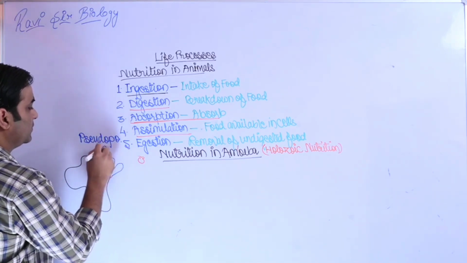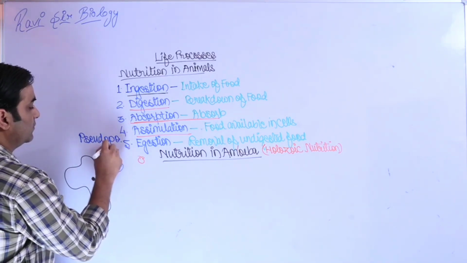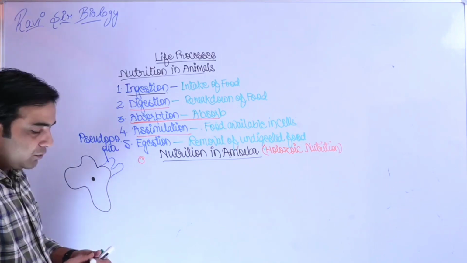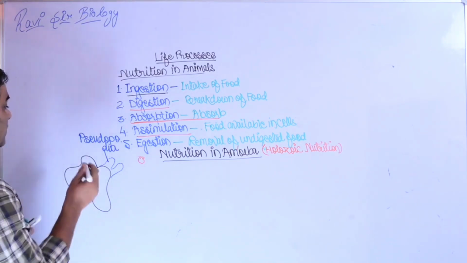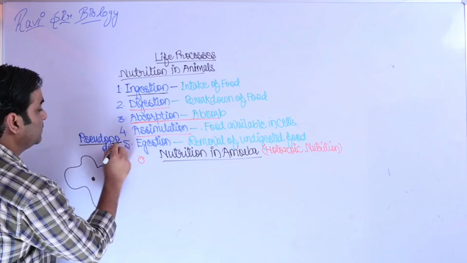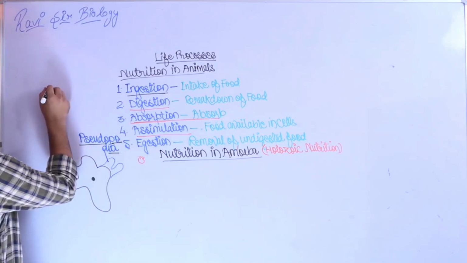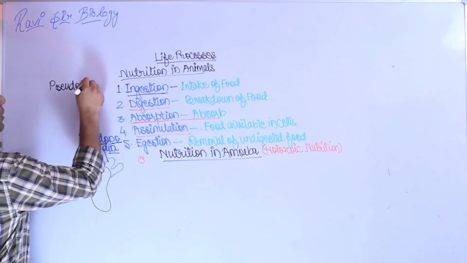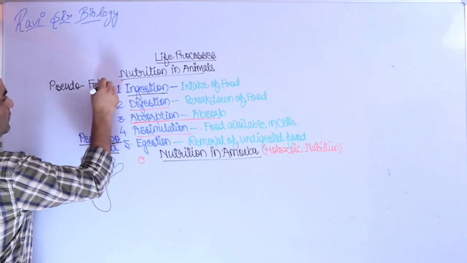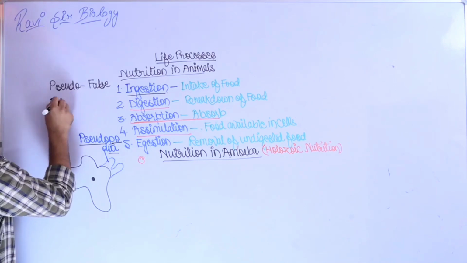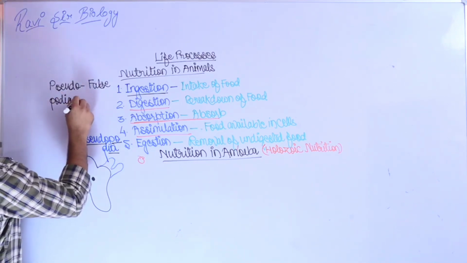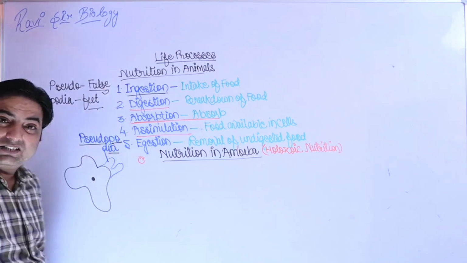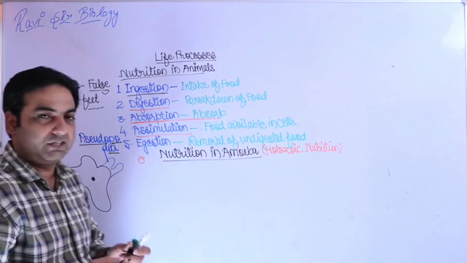The singular word for pseudopodia is pseudopodium. So these are two structures, so this will be called pseudopodia. The word pseudopodia is taken from two words, pseudo plus podia. Pseudo means false, and podia means feet. The organ, not actually feet, false feet, is called pseudopodia.